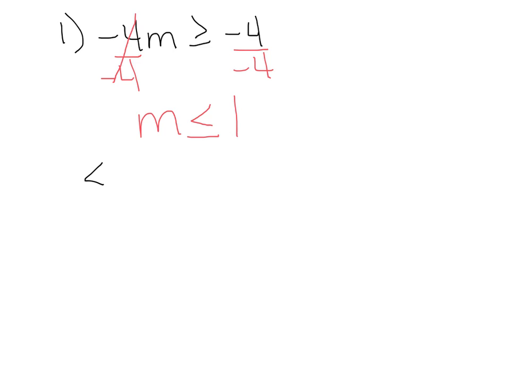Let's graph it. M is less than or equal to positive 1, so when you draw your circle on the 1, it's going to be filled because it's or equal to. So make sure you color it in and you get it filled. My arrow is going to go to the left because m is less than 1. And again, just like my inequality points to the left, my arrow also points to the left.